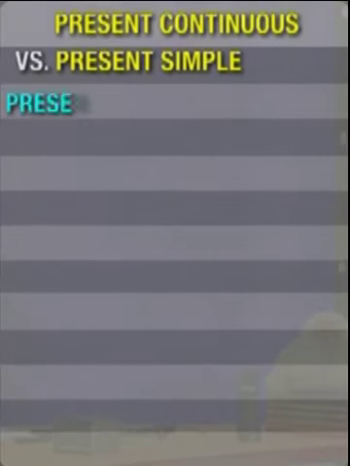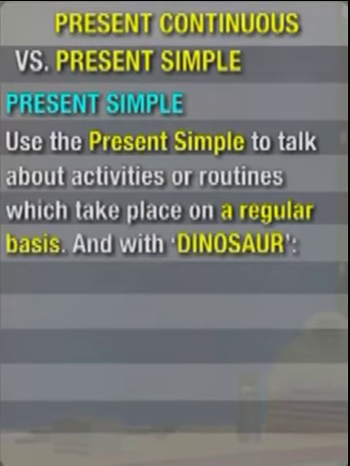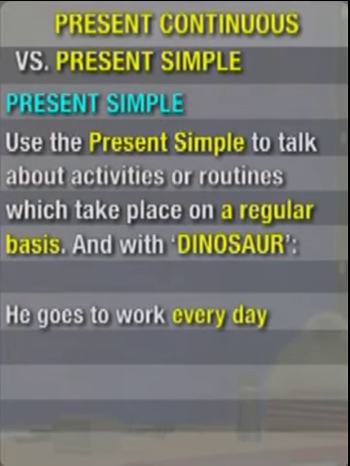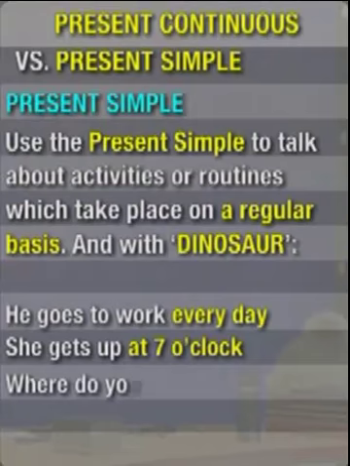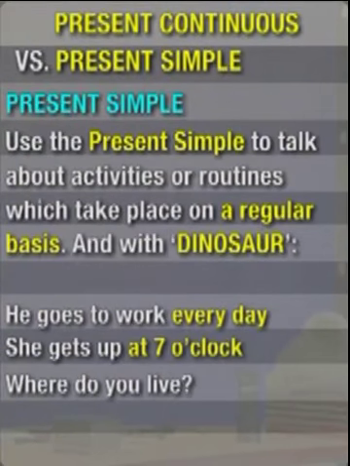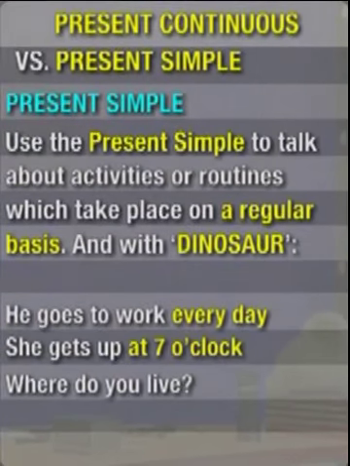So that's have to, when we're speaking about simple present, is when we talk about activities or routines which take place on a regular basis. Examples, he goes to work every day. She gets up at 7 o'clock. And the question, where do you live? So auxiliaries do, does, doesn't, don't, okay?